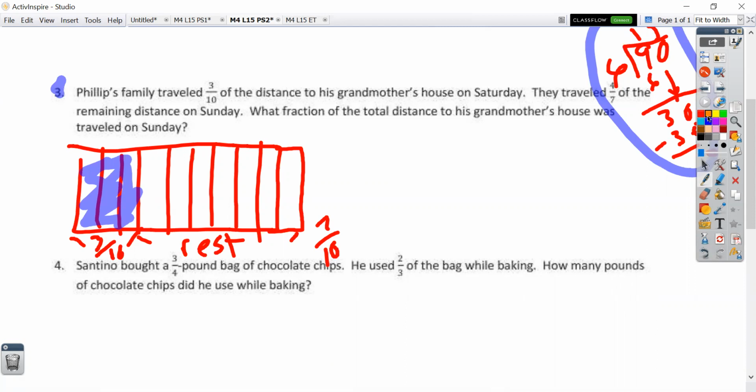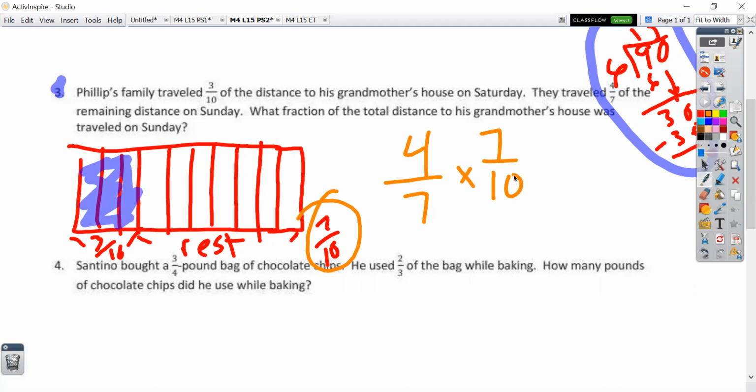I don't need to draw 7s across to solve this now. I'm going to solve it numerically. Why I drew that picture was to help me understand what they were looking for. They were looking for the rest of what we were traveling. So it's 4/7 of 7/10.